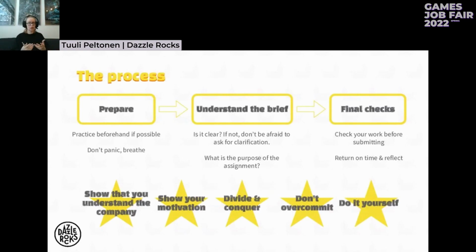And then divide and conquer. Sometimes the test assignments can be massive. They can consist of multiple different parts.